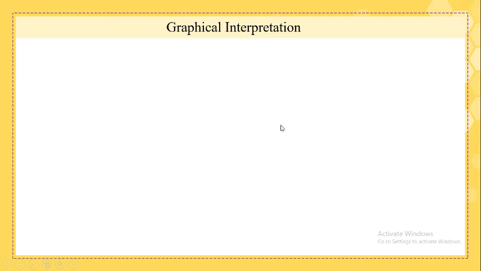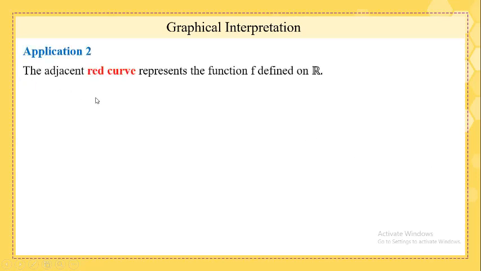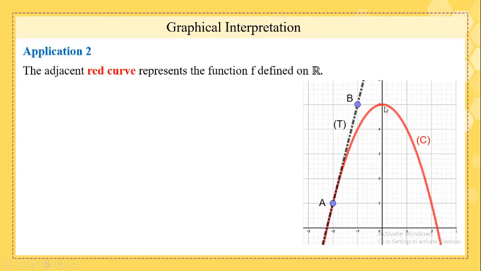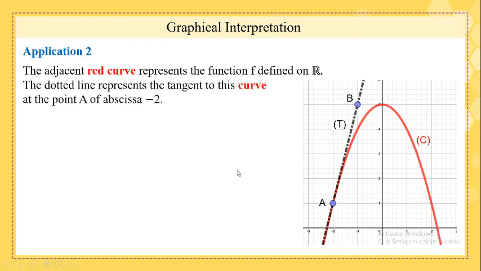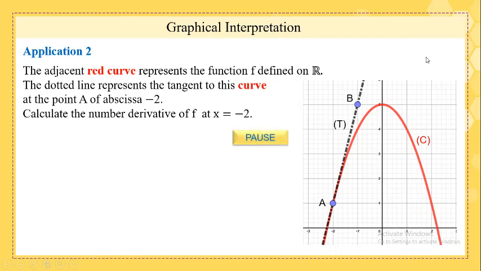Application. This red curve, and we have a tangent at a. You should calculate the number derivative of function f at x equal minus 2, I mean at point a. Okay, here we don't have the explicit form of the function. Pay attention. Solution.